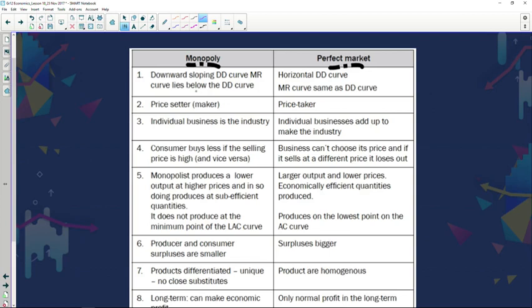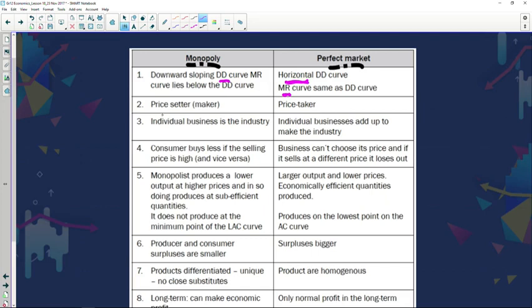Starting off with the demand curve for the monopoly. There is a downward sloping demand curve, with the marginal revenue curve lying below the demand curve. That's the demand curve for a monopoly. And when we look at a perfect market, we've got a horizontal demand curve and a marginal revenue curve, same as the demand curve. So they are both horizontal. That is under perfect conditions.